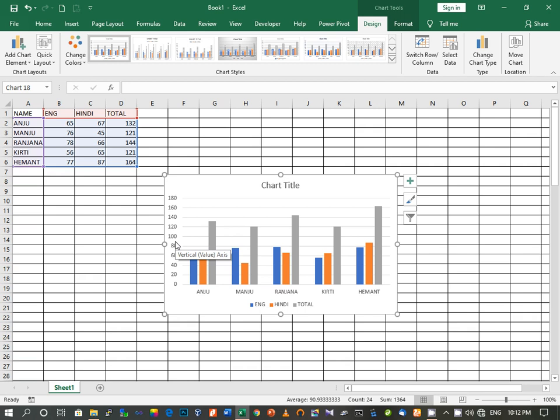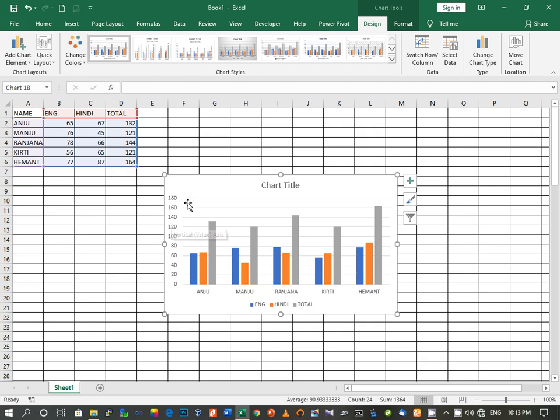Then we have the data series. In this column chart, these columns are called the data series. Here you can see that this blue bar is for English marks, then orange for Hindi marks, and this gray bar for total marks. Then next we have category name. Here this x-axis contains names and this y-axis contains the data values. So these are the category names.